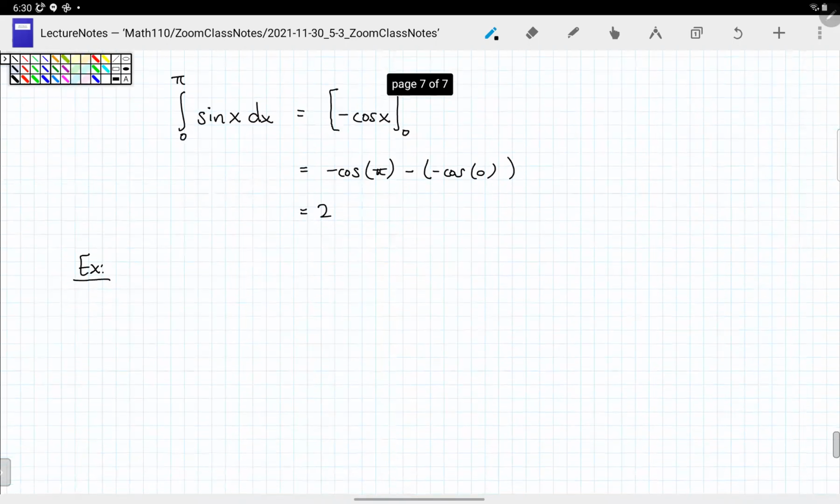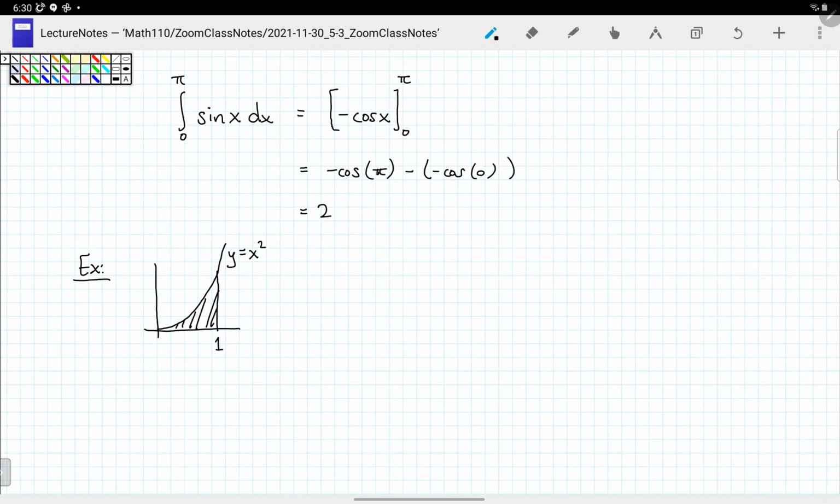At the beginning of this chapter, we had tried to look at the area under the parabola y equals x squared from 0 to 1. Okay, so this is going to be in integral form. This is going to be the integral from 0 to 1 of x squared dx.